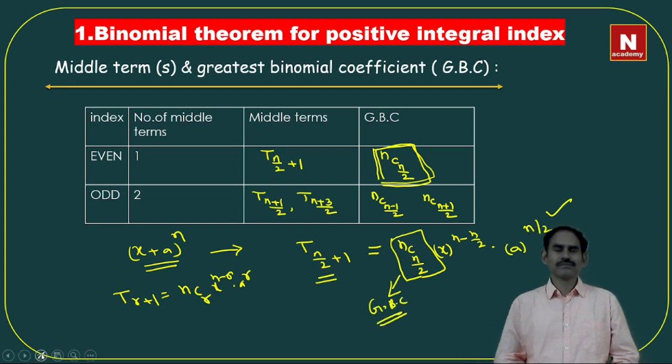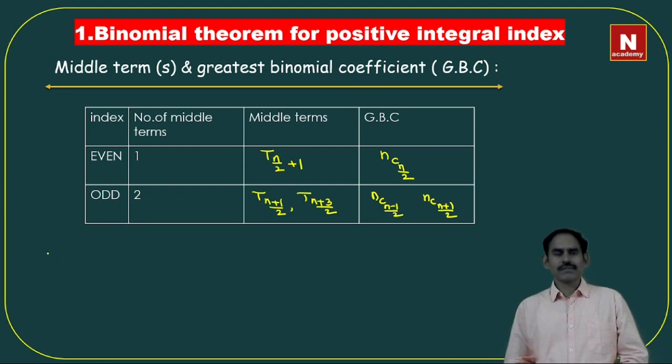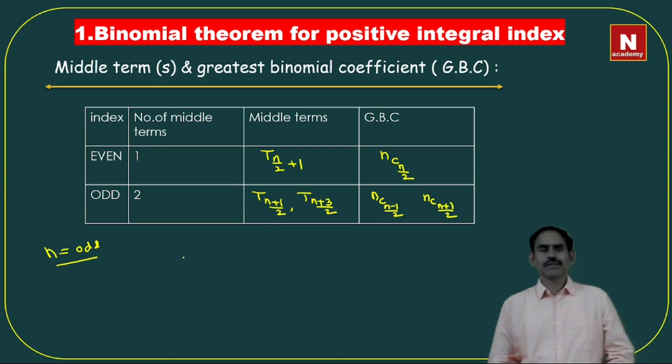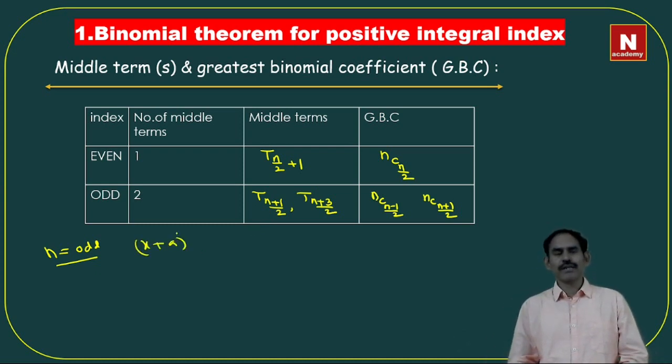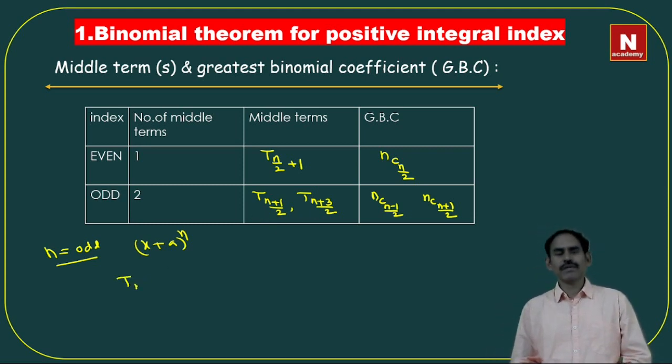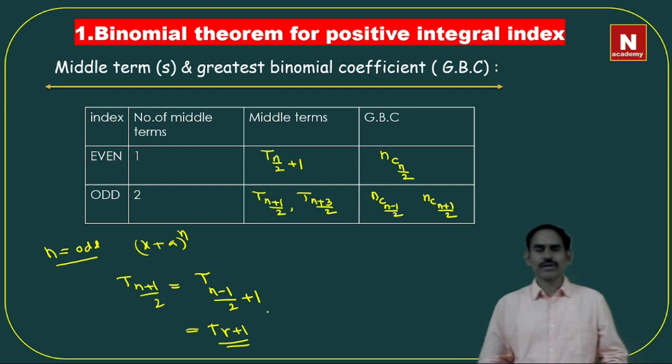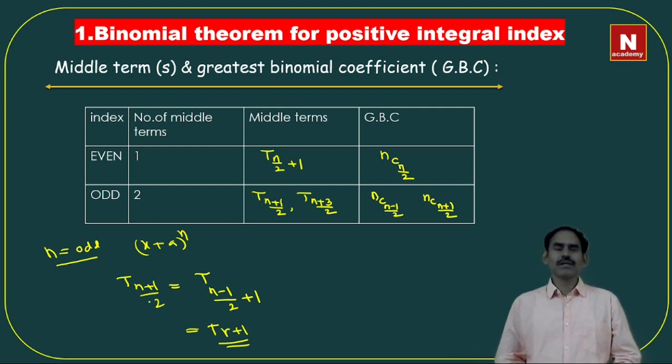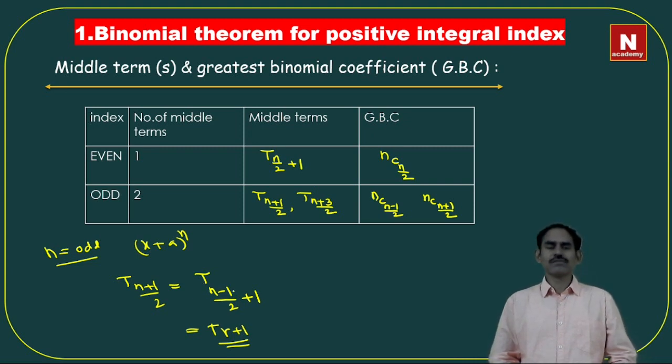In the next case, when n is odd, two middle terms exist. Take the same binomial expansion, x plus a whole power n. We will have two middle terms. First write the T n plus 1 by 2th term. This can be written as n minus 1 by 2 plus 1. We are converting it into the form of T r plus 1, which is the important thing, since we should write the general term. For that purpose, I am writing T r plus 1. If you take the LCM, 2 plus 2 minus 1 plus 1, both are equal.